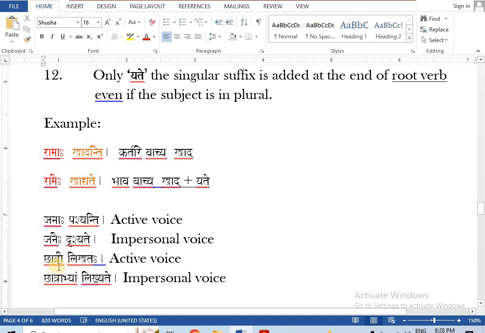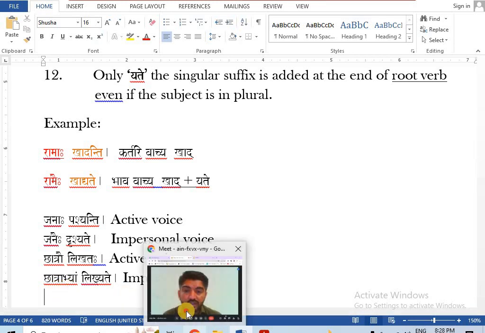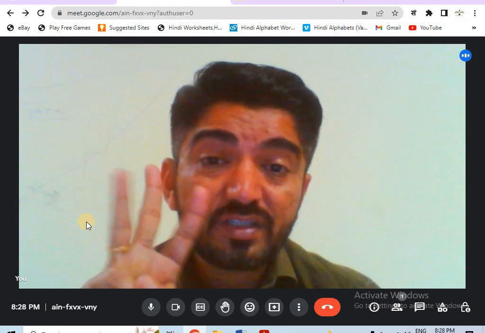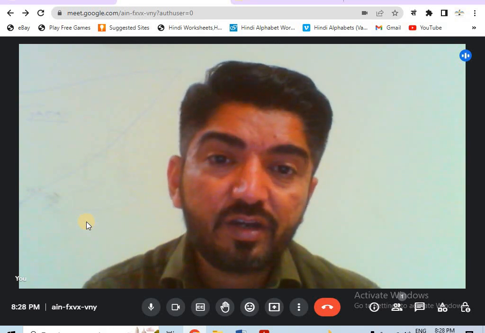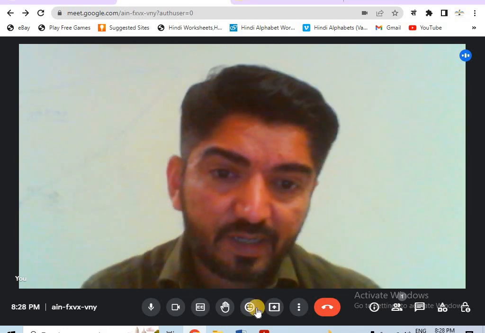Chhatrau likhataha. Now chhatrau is dual here. This word is dual. In dual, right? So two students are writing likhati, likhataha. So likhataha is there because dual. Convert to impersonal. Chhatrau become third case dual, chhatrabhyam. Because in Rama table, what is third dual? Ramena, Ramabhyam. So Chhatrena, Chhatrabhyam. Same like Rama.